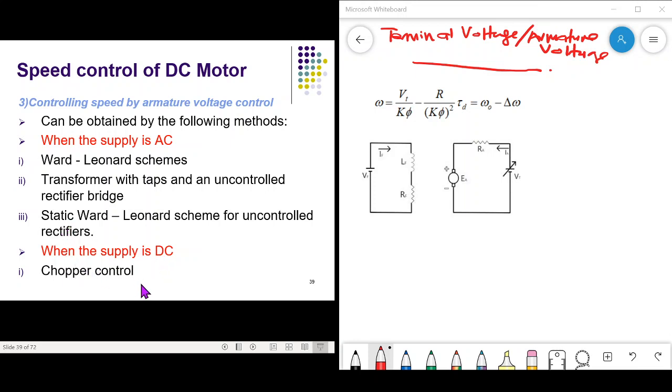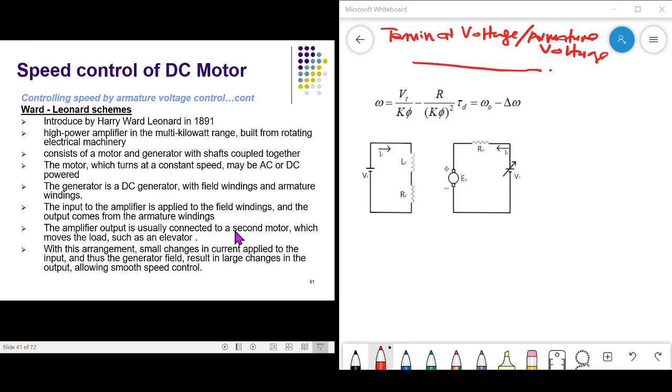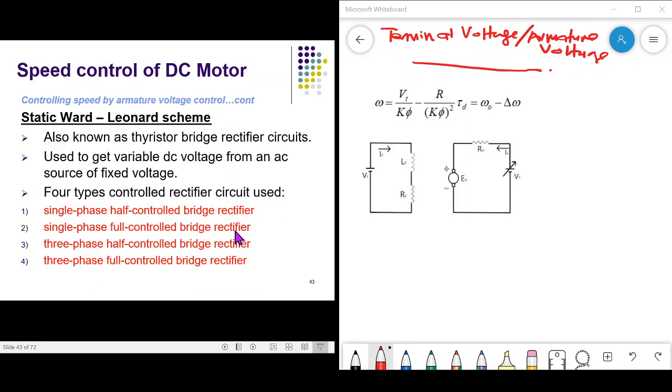As we know, a chopper will change the DC voltage from low to high or from high to low. We can use a buck, boost, or buck-boost. This is an example of the Ward-Leonard scheme, the circuit arrangement. And I will focus on the static Ward-Leonard scheme.